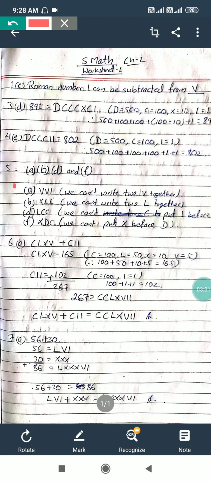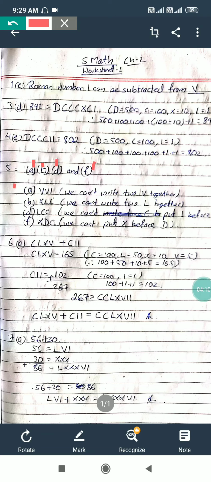Now we will move to question number 5. What is the question? The question asks, which of the following are not written as per the rules? As we know, there are 5 rules for writing Roman numerals. Which of the following numbers are following these rules and which are not? The numbers which are not following the rules are 5A, 5B, 5D and 5F.